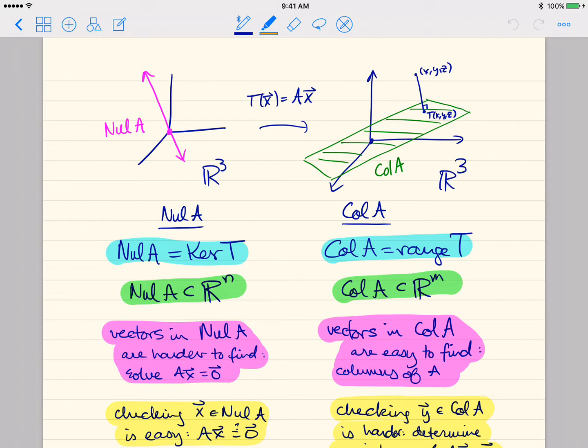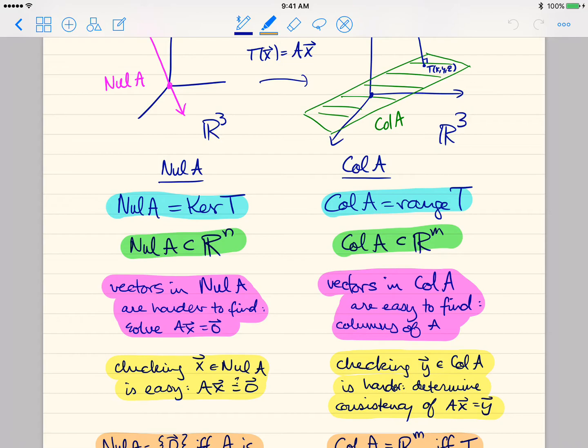If A is an M by N matrix, then the null space of A is a subset of Rn and the column space of A is a subset of Rm. This is because T is a linear transformation from Rn to Rm, and the null space lives on the domain side of the picture, and the column space lives on the codomain side of the picture.